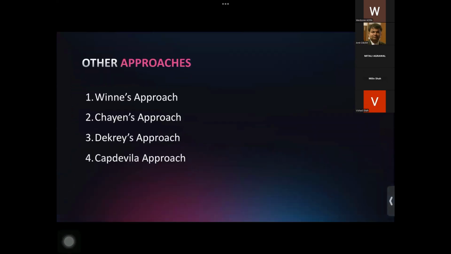The other approaches mentioned in the literature are Vinnie's approach, Shine's approach, Decree's approach, and the Capdevila approach. But the safest and easiest is the shamrock view, which we use regularly.